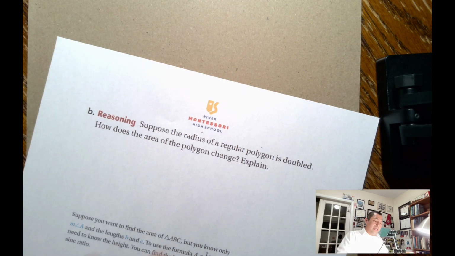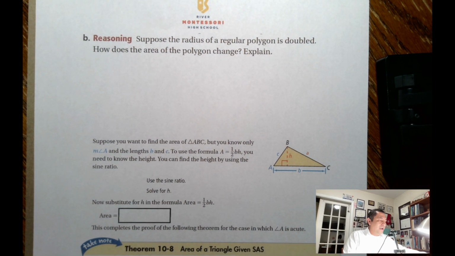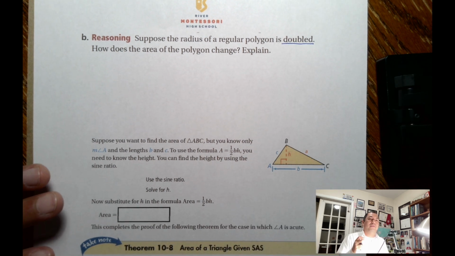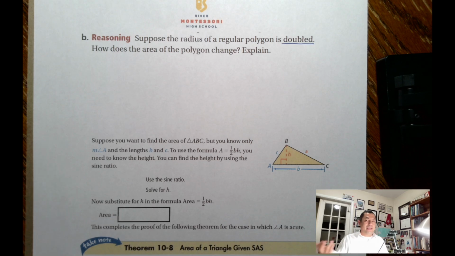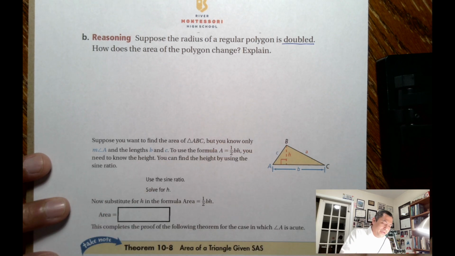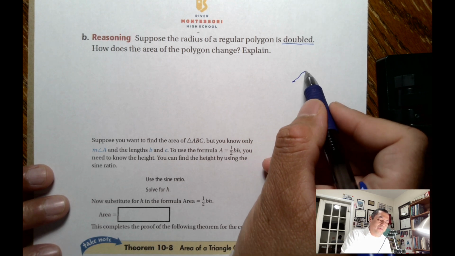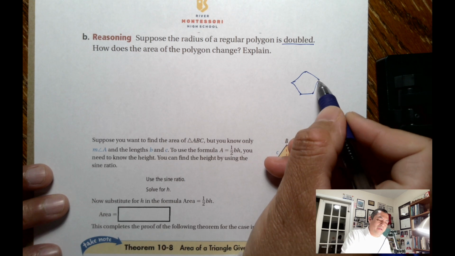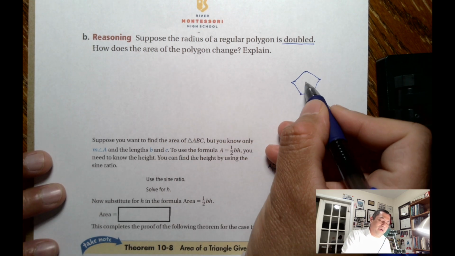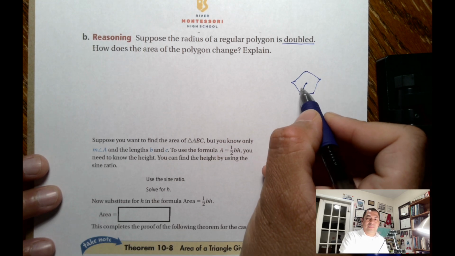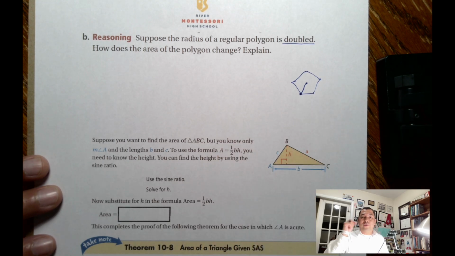Got It number 2 is a reasoning question. The question says, suppose the radius of a regular polygon is doubled. How does the area of the polygon change? Explain. So if you have a polygon, let me say a triangle, right? Or let's do a pentagon. This one here. You have a pentagon. Suppose the radius, so you have a center and you have a radius here and it doubles. So that means this one, instead of being x, it goes to 2x.